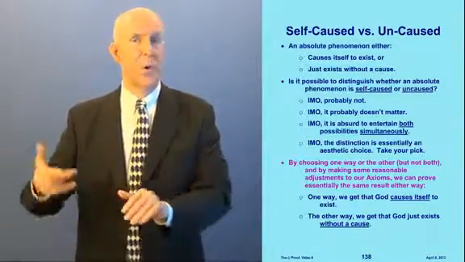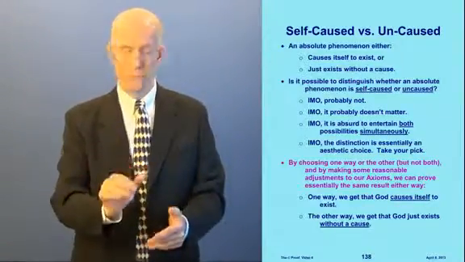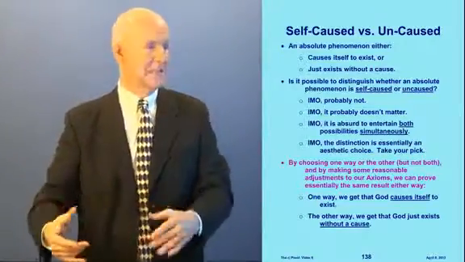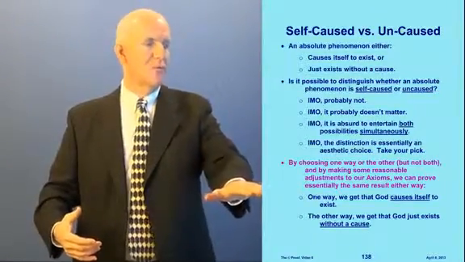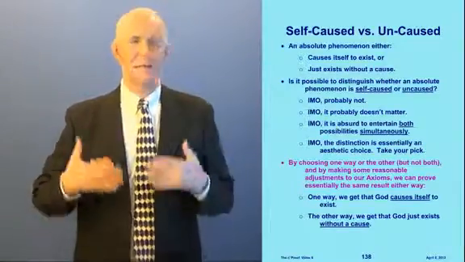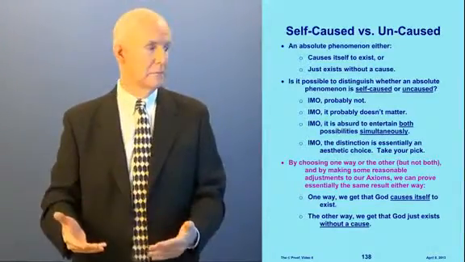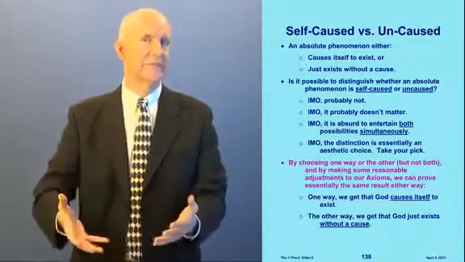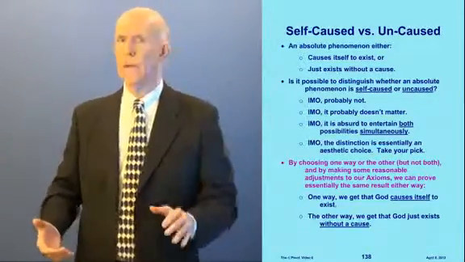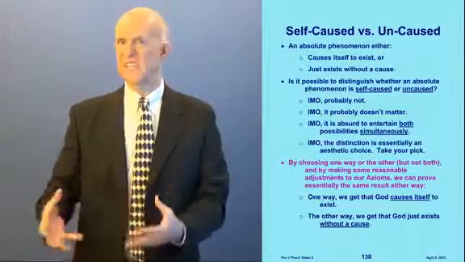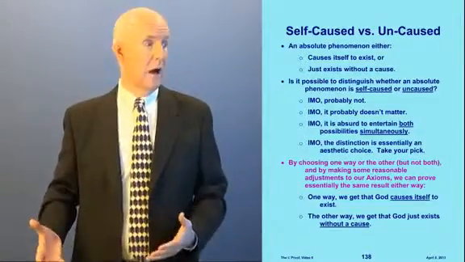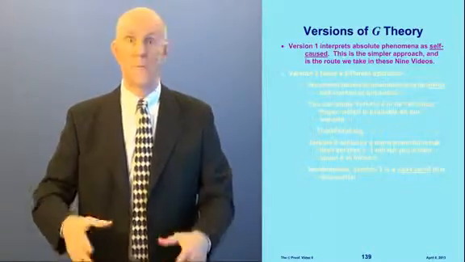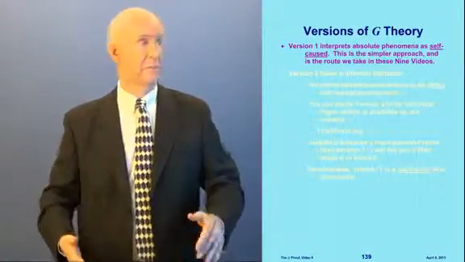Now, by choosing one way or the other, but not both, and by making some reasonable adjustments to our axioms, we can prove essentially the same result either way. One way we get that God causes itself to exist, and the other way we get that God just exists without a cause. Okay? Now, we have different versions of G theory, as I've explained to you.